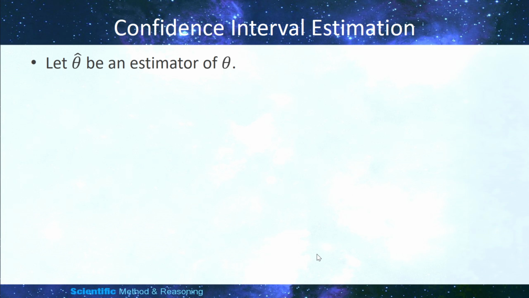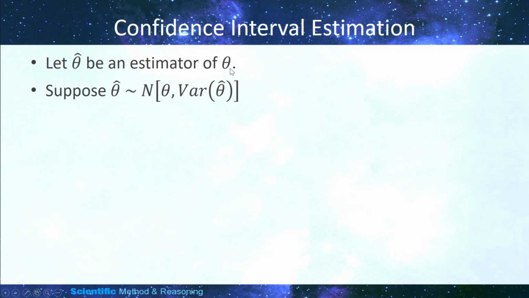Okay, so let's talk about how to construct the confidence interval estimation. We let theta hat be an estimator of theta, where theta is the true unknown parameter, and theta hat, anything with a hat, represents the estimator of the corresponding unknown parameter. And we suppose that theta hat follows approximately a normal distribution with mean theta and variance given by the variance of theta hat. Remember, theta can be the population mean mu, the parameter of interest.